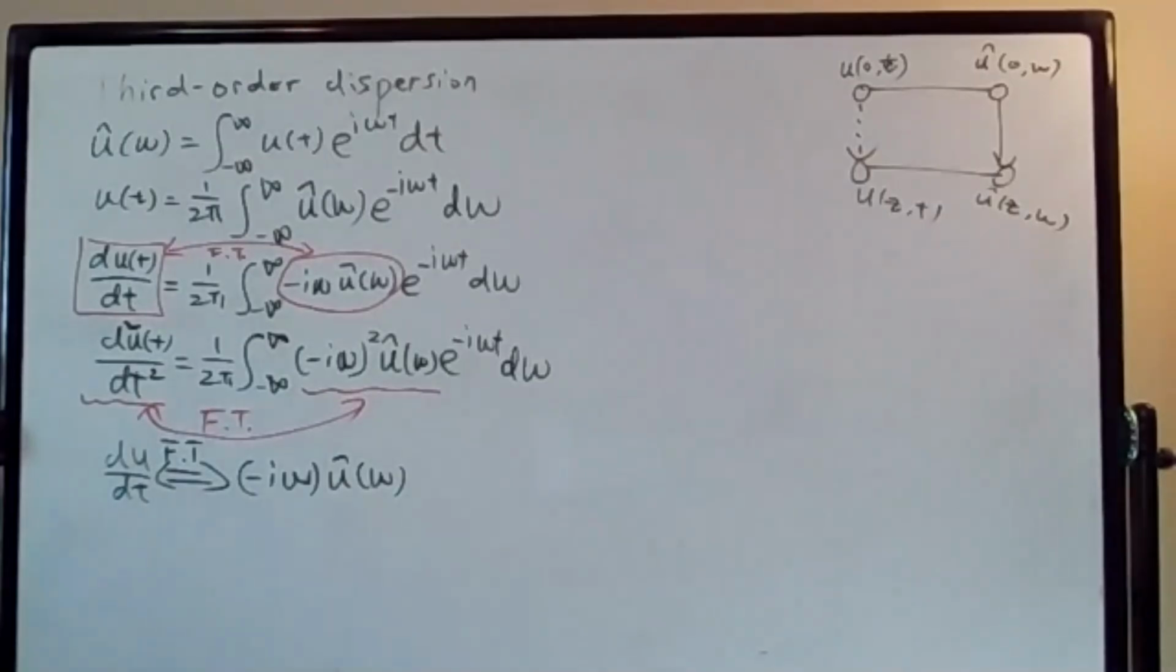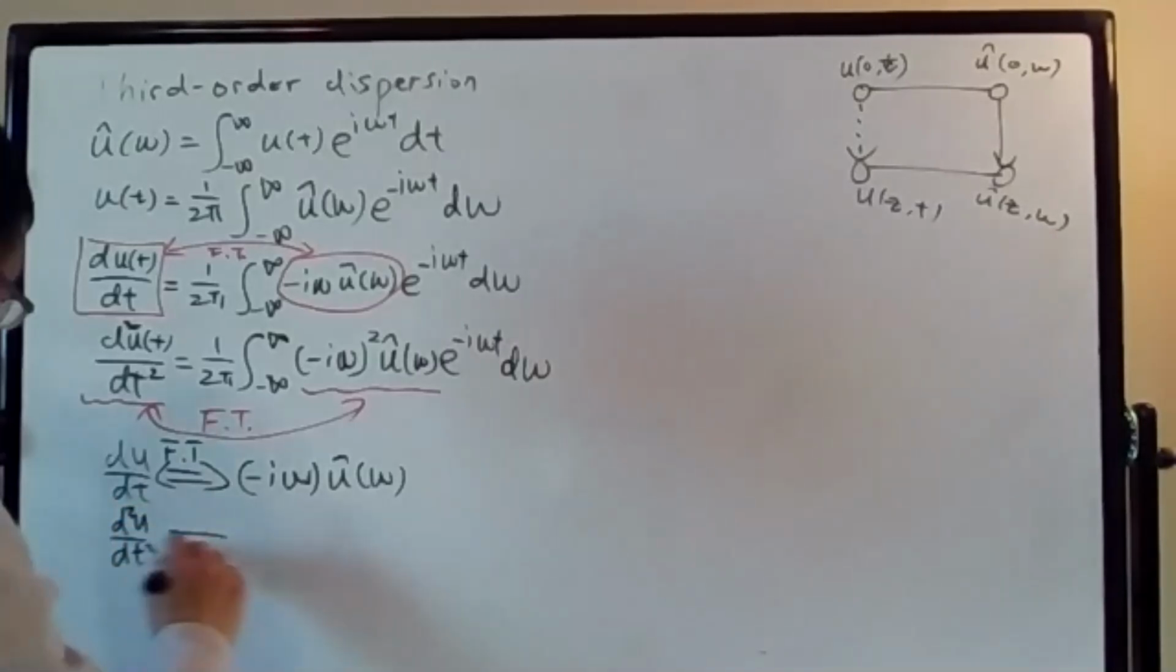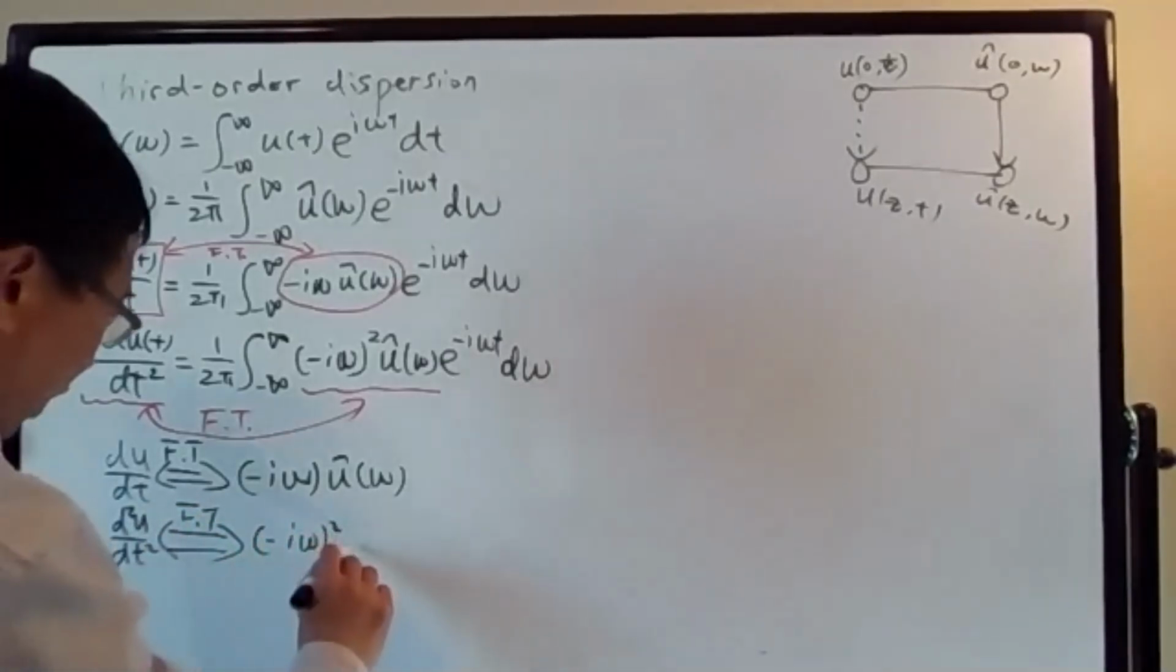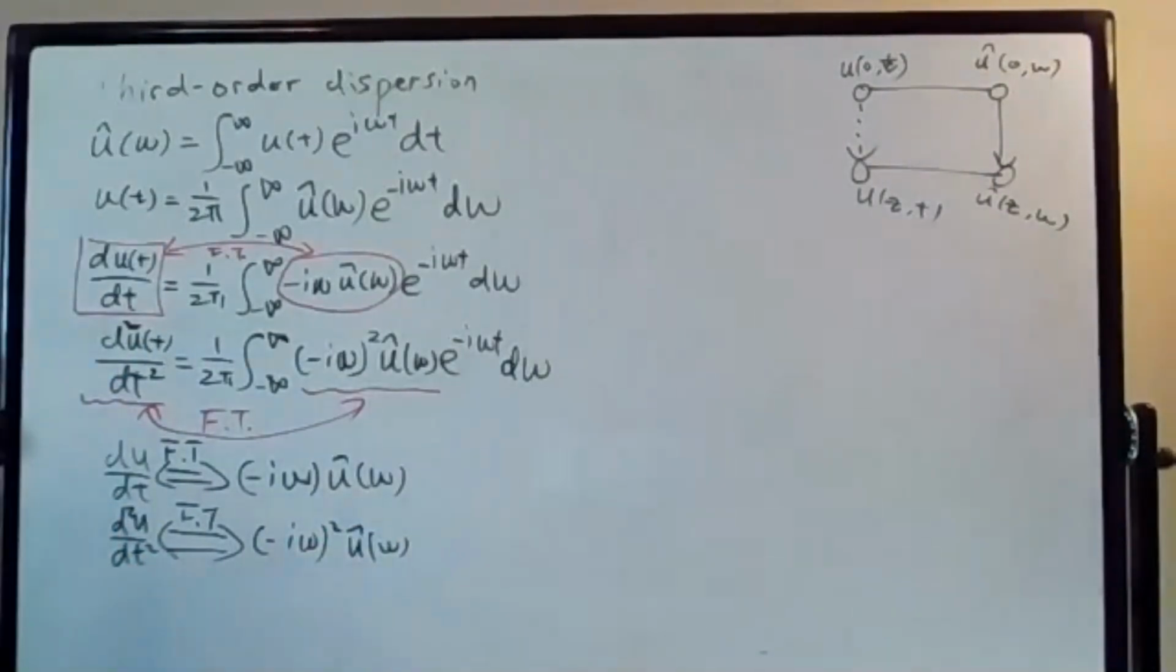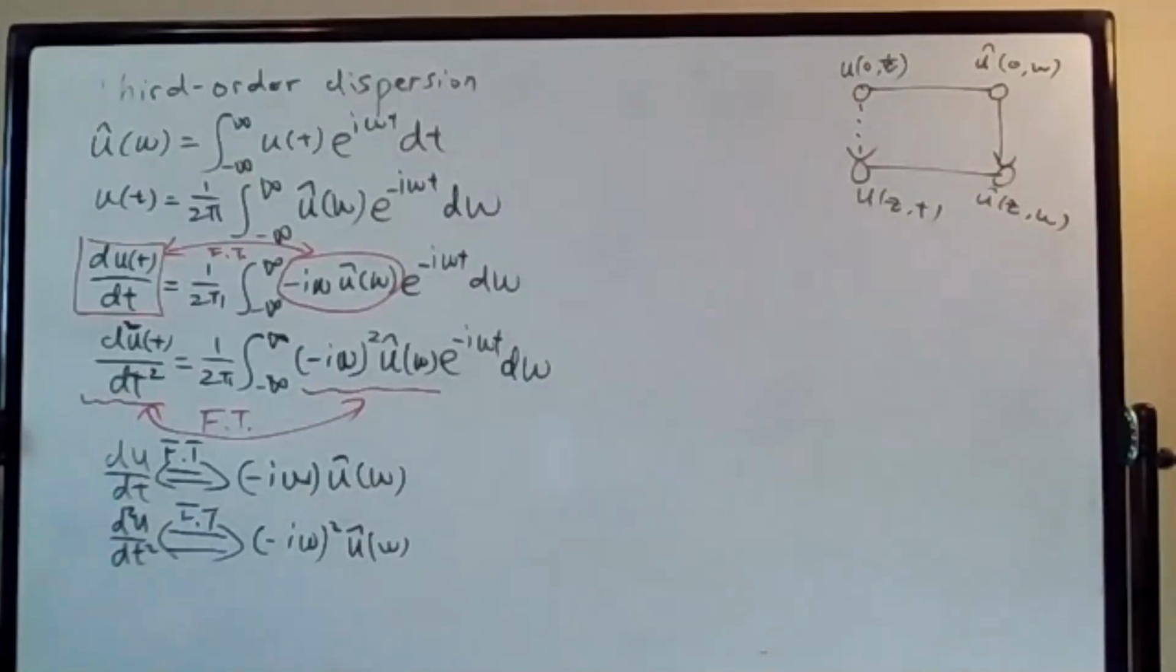Now we can rewrite another equation. The second derivative d2u dt2 has as its Fourier transform pair negative i omega squared u tilde omega. So each derivative in the time domain corresponds to an additional factor of negative i omega in front of u tilde omega. That's what we learned at the beginning of the class.